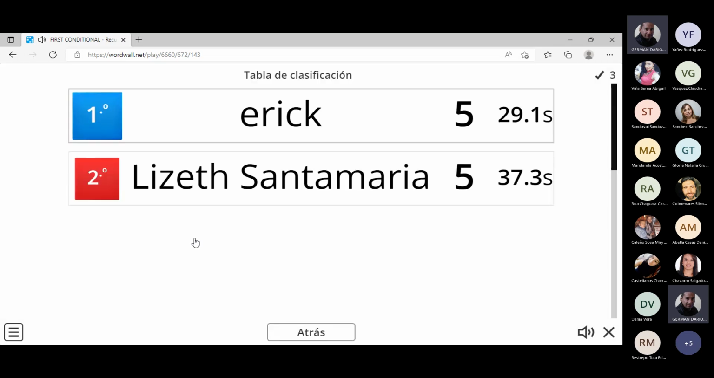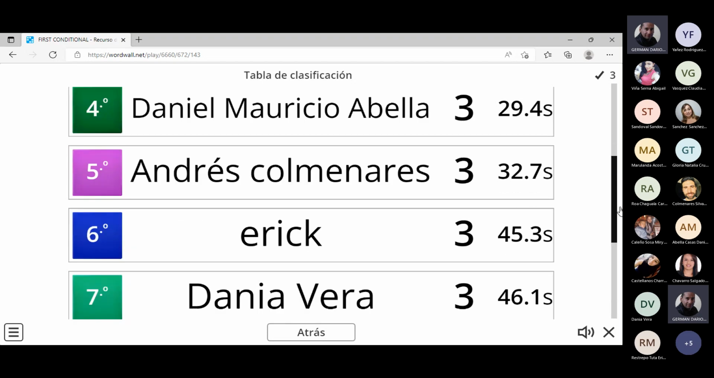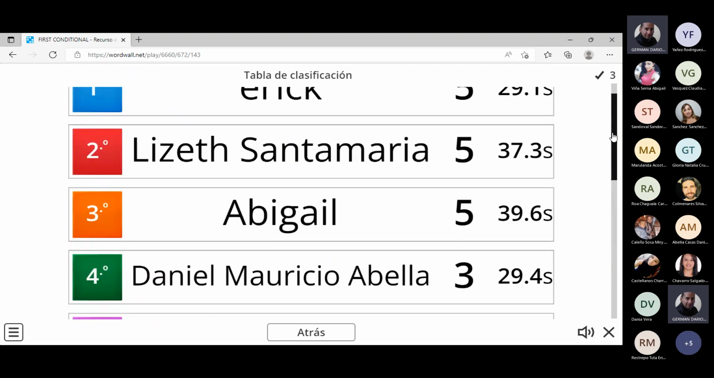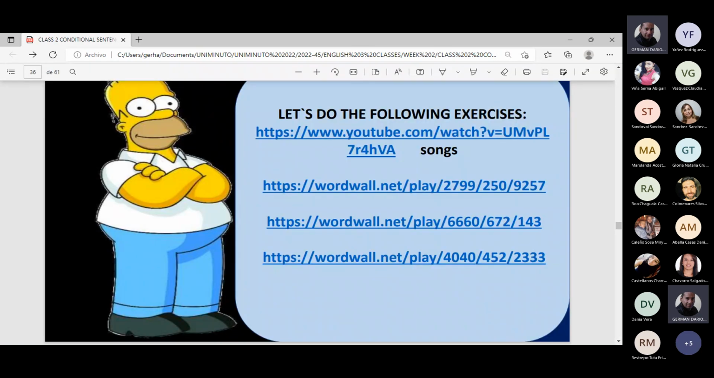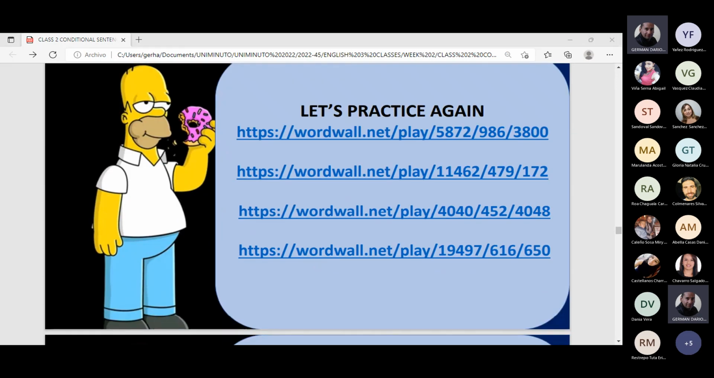Let's check the classification. Eric, 5. Lisette, 5. Abigail, 5. Daniel, 3. Eric, 3. Eric, Patrick, Diana, Natalia, Laura, yes. Very good, Eric. Lisette and Abigail, excellent. Okay, let's do other exercise. One moment. Let's do this one. Vamos a hacer este de abajito.